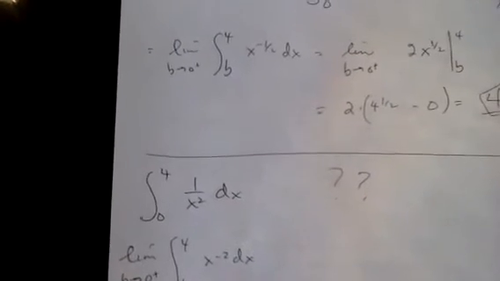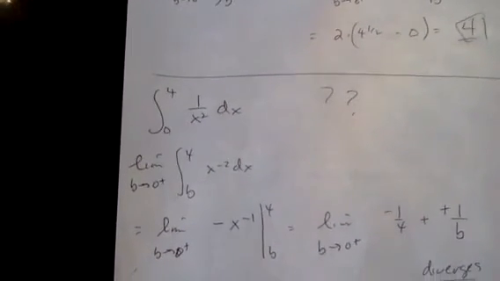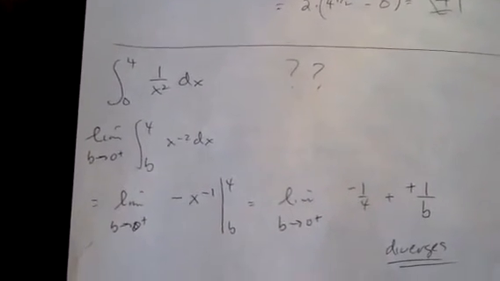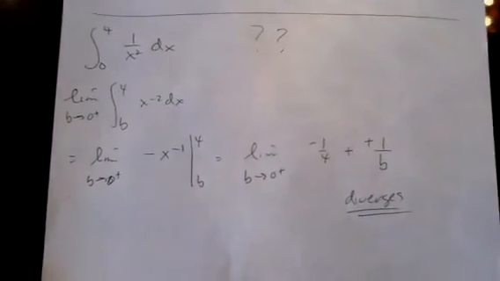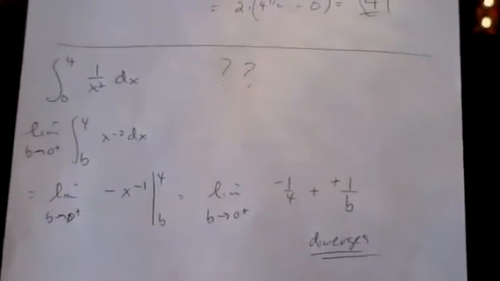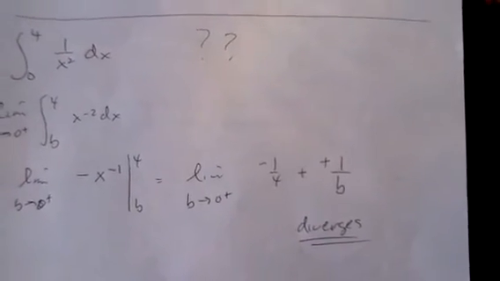So let's look at the integral from 0 to 4 of 1 over x squared dx. What about that? Same thing, limit as b goes to 0 from the positive side of the integral of x to the negative 2nd, the antiderivative being negative x to the negative 1st from b to 4. And I'm going to end up with the limit as b goes to 0 from the positive side of negative 1/4 minus negative 1 over b. But 1 over b as b approaches 0 from the positive side diverges.